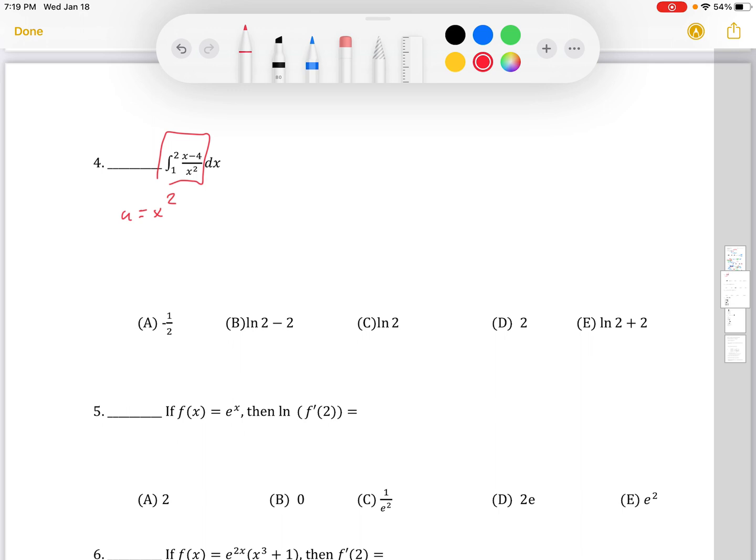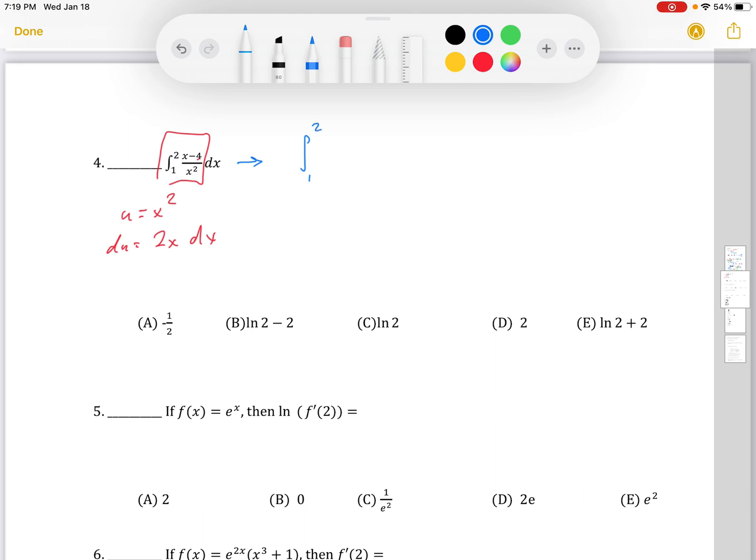I'm going to go with U equals x squared because I want to try and get, that du is going to let me know right now if I have a plan of attack. And you're going to notice that this x minus 4 presents an issue. So I'm actually going to try a different strategy here. I'm going to break this into two integrals.